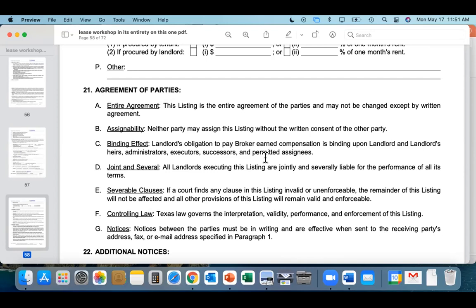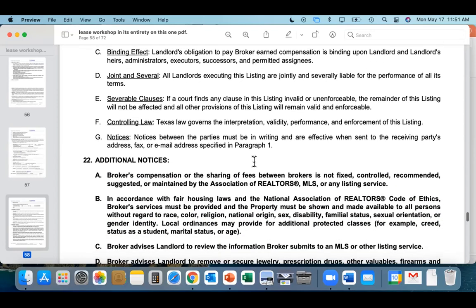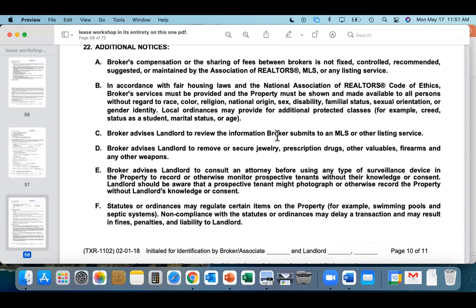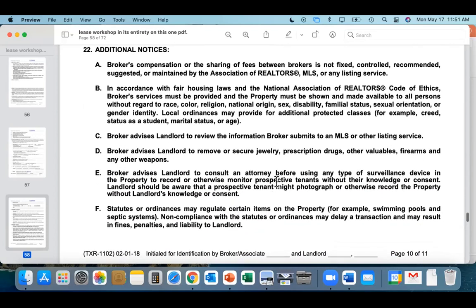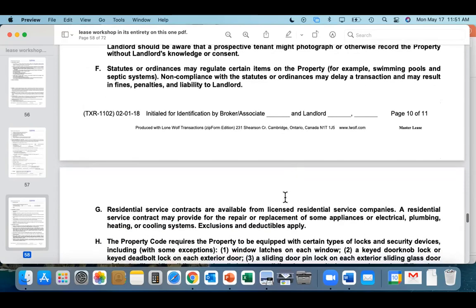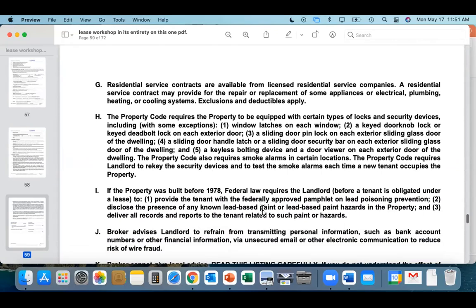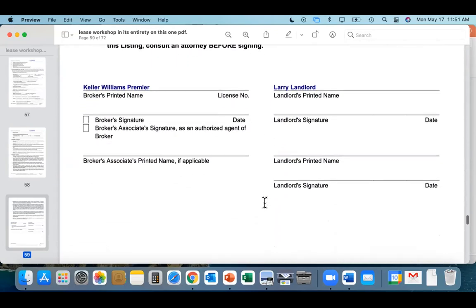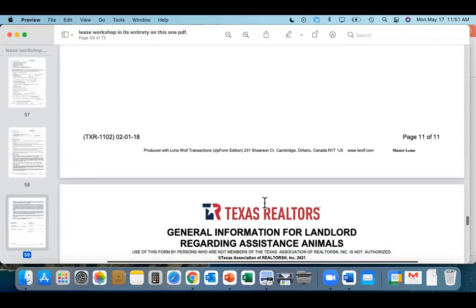Agreement of the parties. This paragraph 21 is the same paragraph that's in a regular listing. Additional notices. Brokers' compensation or the sharing of fees between brokers is not fixed or controlled. This whole section is also another requirement by TREC. I'm not going to go into that because you see that again in the other listing agreement. If you don't know what all this says, you should read it, understand it and study it. I'm not going to go over that today.